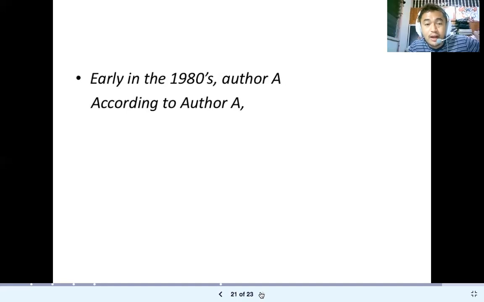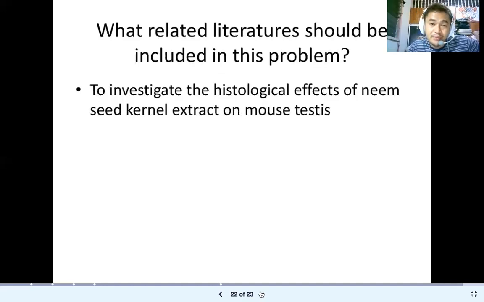For example, early in the 1980s, author A, according to author A, there you go. What related literature should be included on this problem? To investigate the historical effects of neem seed kernel extracts. That is just an example.